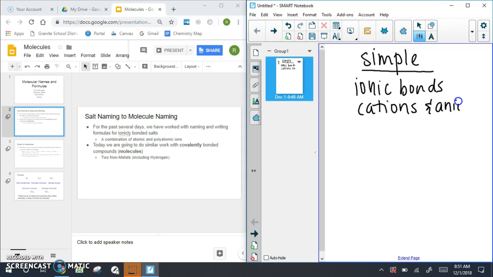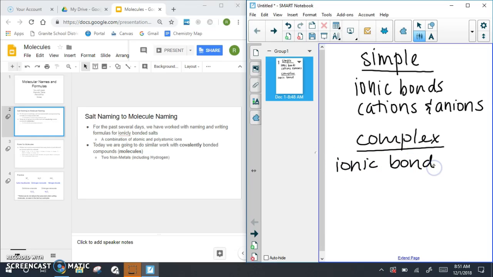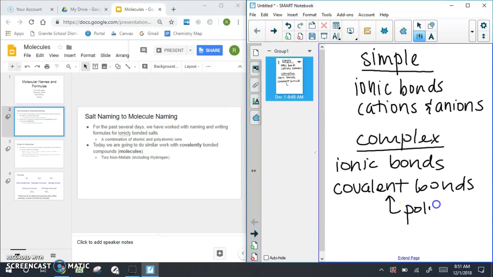Once we introduced complex salts, the only difference here between simple salts is that we still get ionic bonds, but because we also have polyatomic ions now in play, we see that there are covalent bonds within the polyatomics. So ionic bonds is still happening between the positive and negatively charged things. Covalent bonds are happening within the polyatomic, but we still saw that we had ionic bonds still in there.